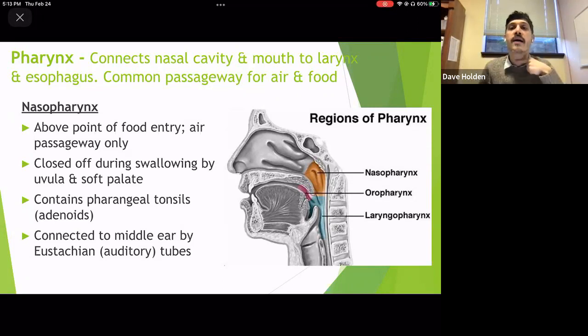Then we get to the voice box. This is the larynx. This is where your vocal cords are. This is where singing happens. So the way I keep this one straight is your la la la larynx.